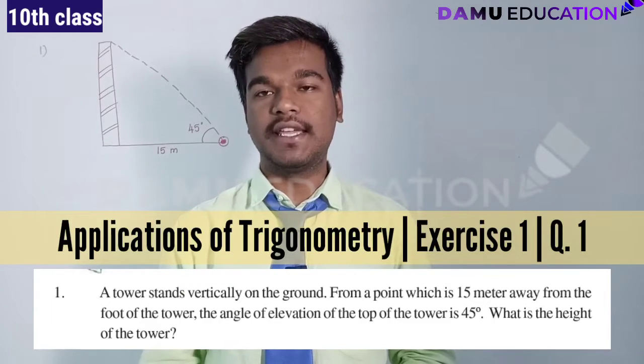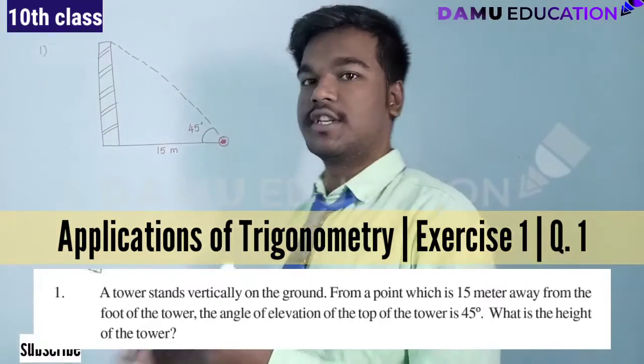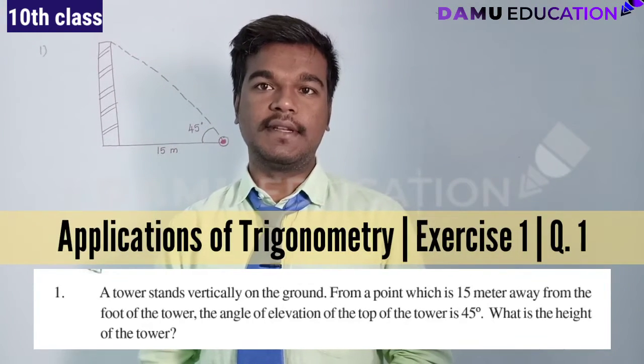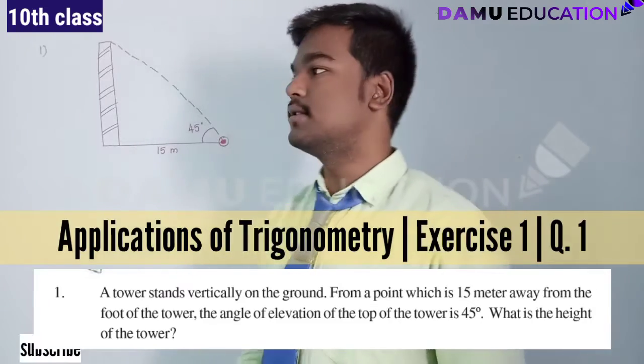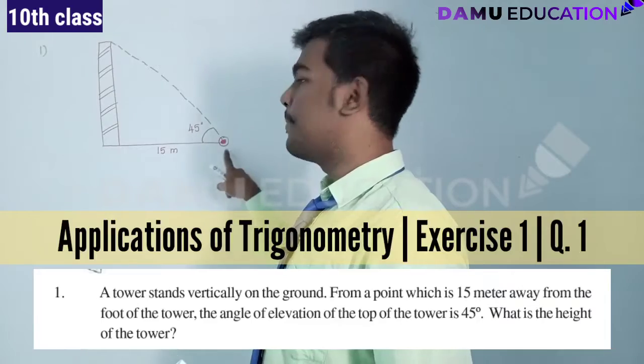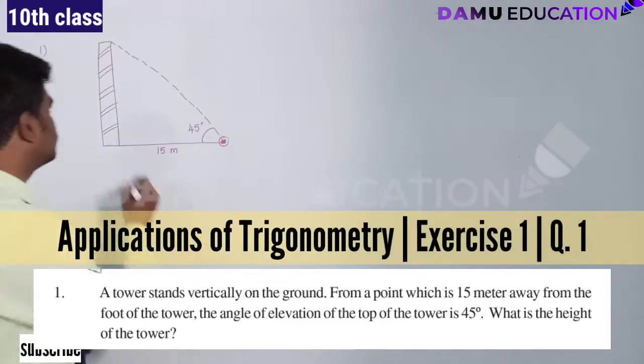Our next chapter is applications of trigonometry. So our first question and first exercise. What is our question? A tower stands on the ground which is 15 meters apart from a point. So this is the tower.